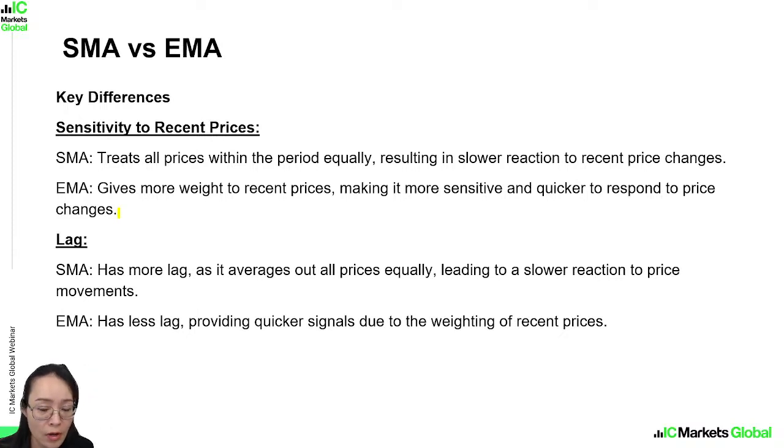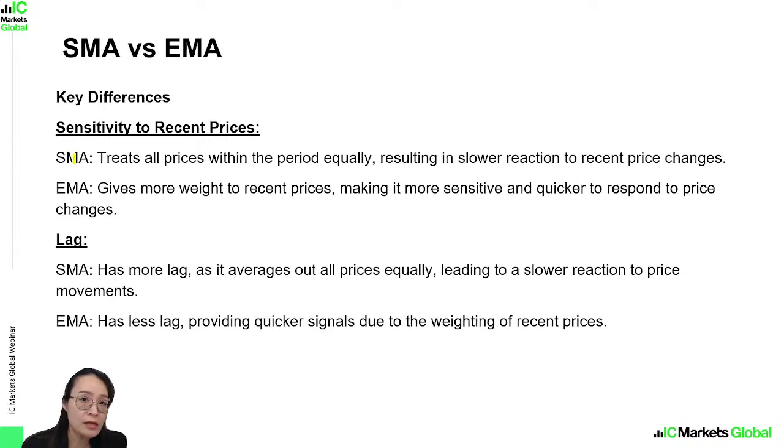So what is SMA versus EMA? The key differences are, if you use SMA, it treats all the prices within the period equally, resulting in slower reaction to recent price changes. EMA gives more weight to recent prices, making it more sensitive and quicker to respond to price changes. So I personally use EMA.